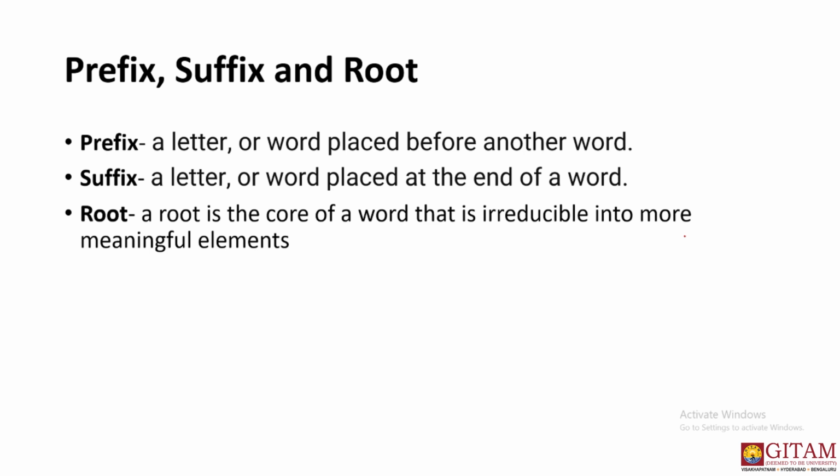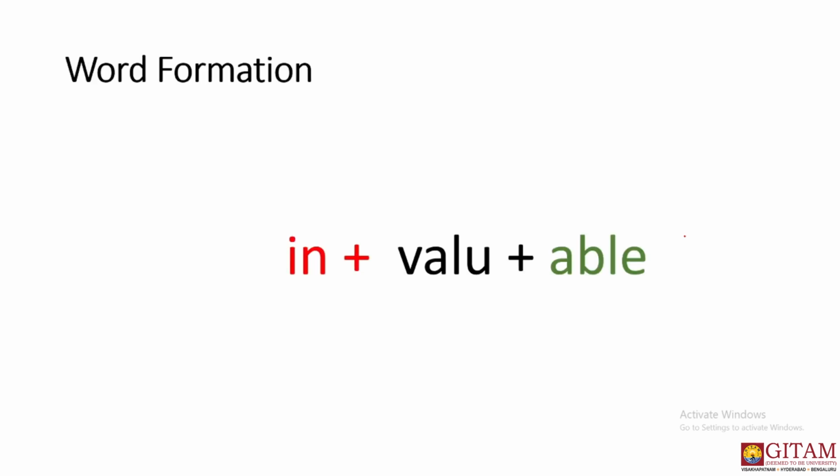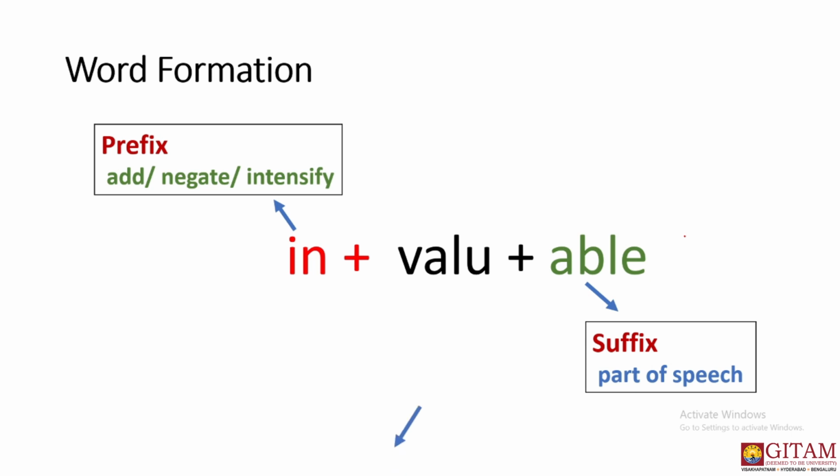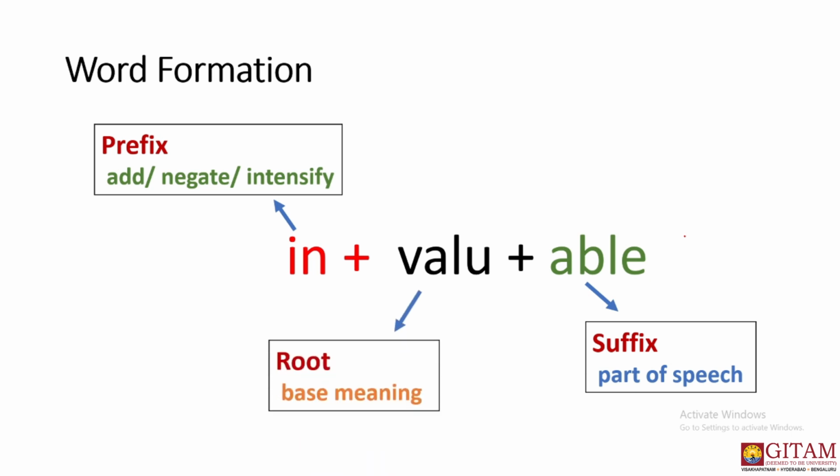Now let us see word formation and let us also understand prefix, suffix and root in the next slide. Look at the word. We have prefix here, we have suffix here, and we have the root. Now tell me, what is the role of a prefix? Here, the prefix is intensifying the meaning. Please understand, valuable and invaluable are not the opposites. Invaluable is something priceless. Invaluable suggestion, invaluable gifts, priceless.